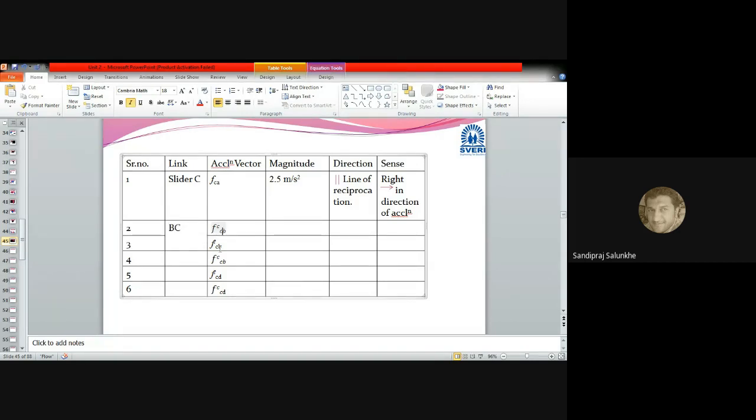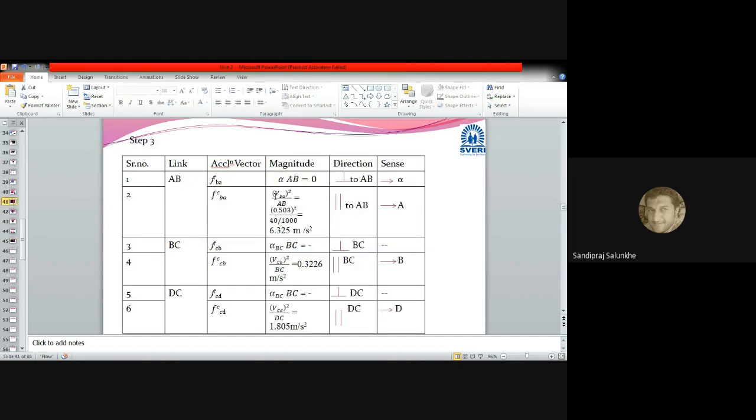For BC, will there be two components? It is a link, a rotating link. Yes, sir. So acceleration of B with respect to C has a centripetal component of acceleration of B with respect to C, and a tangential component of B with respect to C. How are we going to draw the centripetal component?